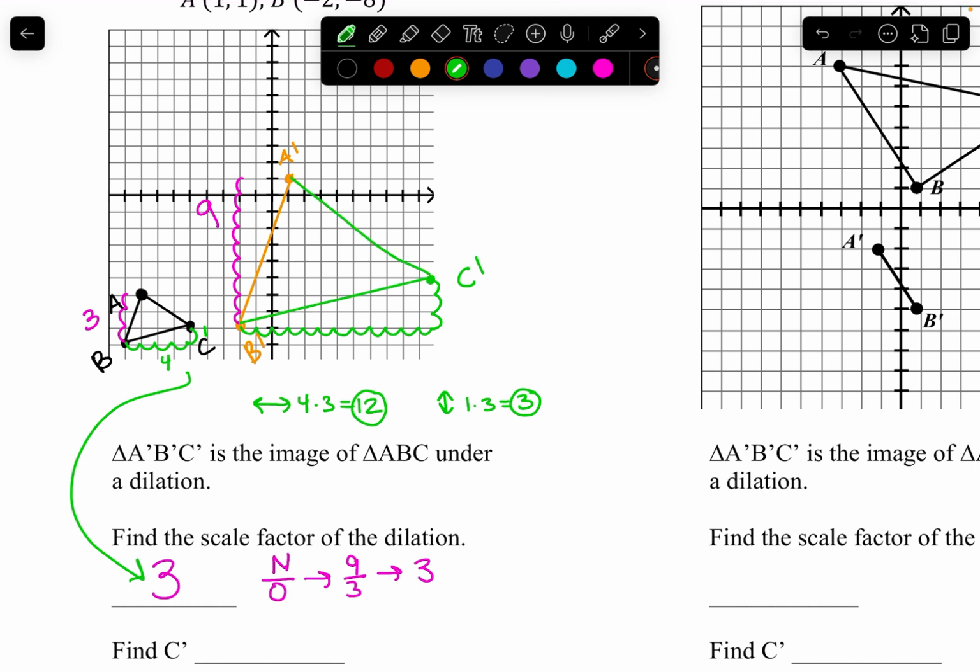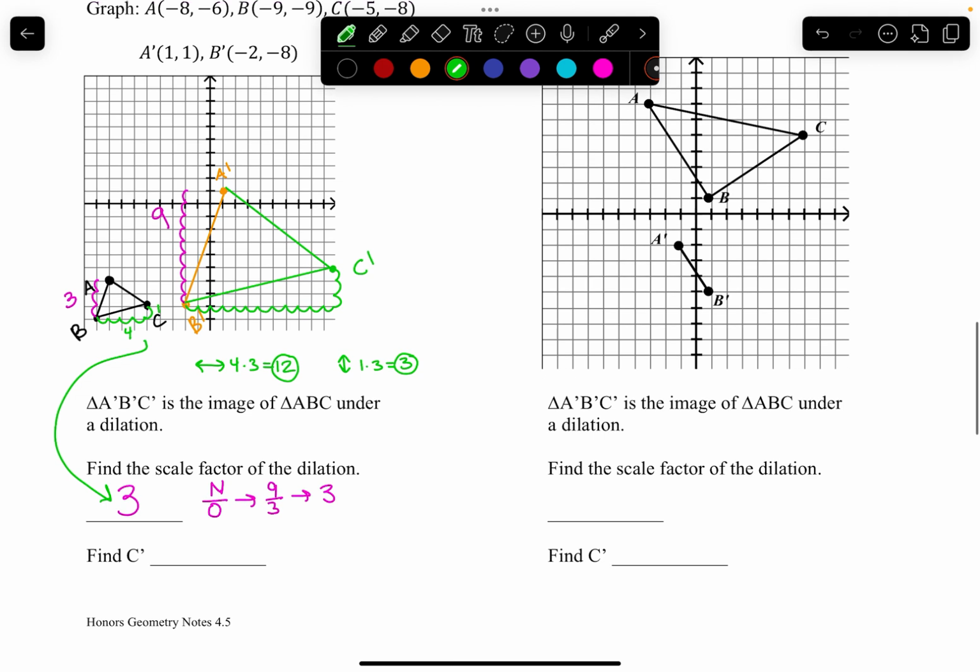Connect your dots. Double check your shapes. That looks pretty darn tootin' good to me. So let's figure out where C prime is. Oh my gosh, 1, 2, 3, 4, 5, 6, 7, 8, 9, 10. 1, 2, 3, 4, 5. So it's 10, negative 5.